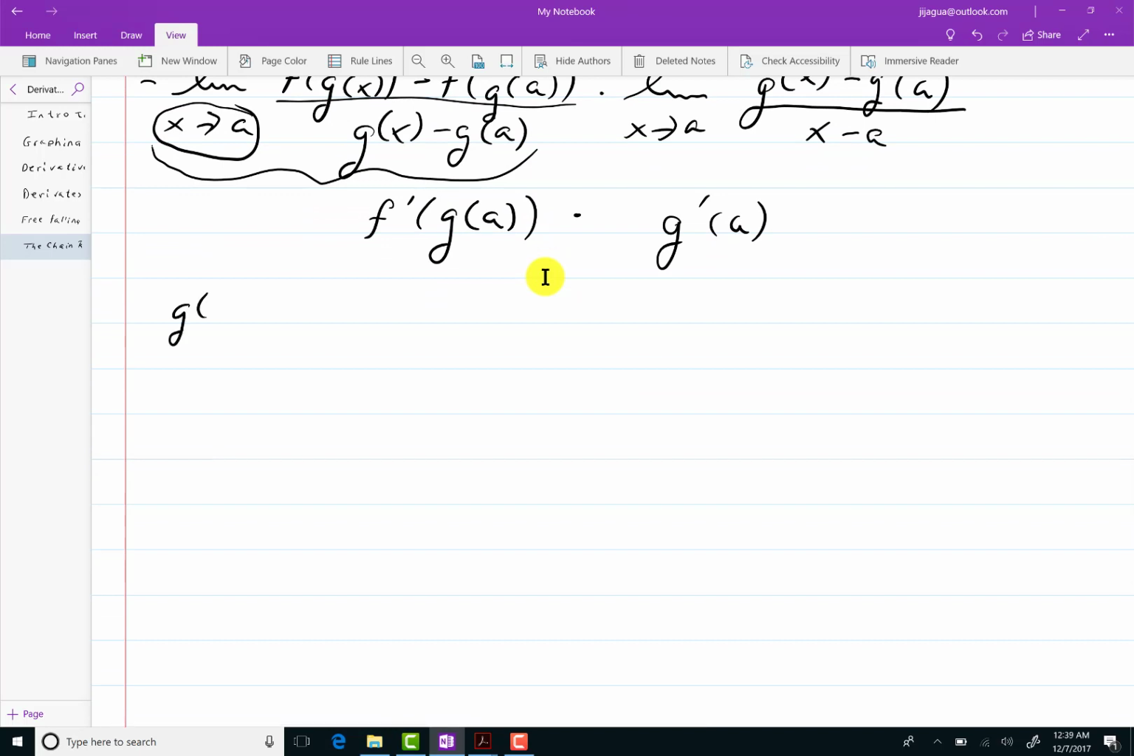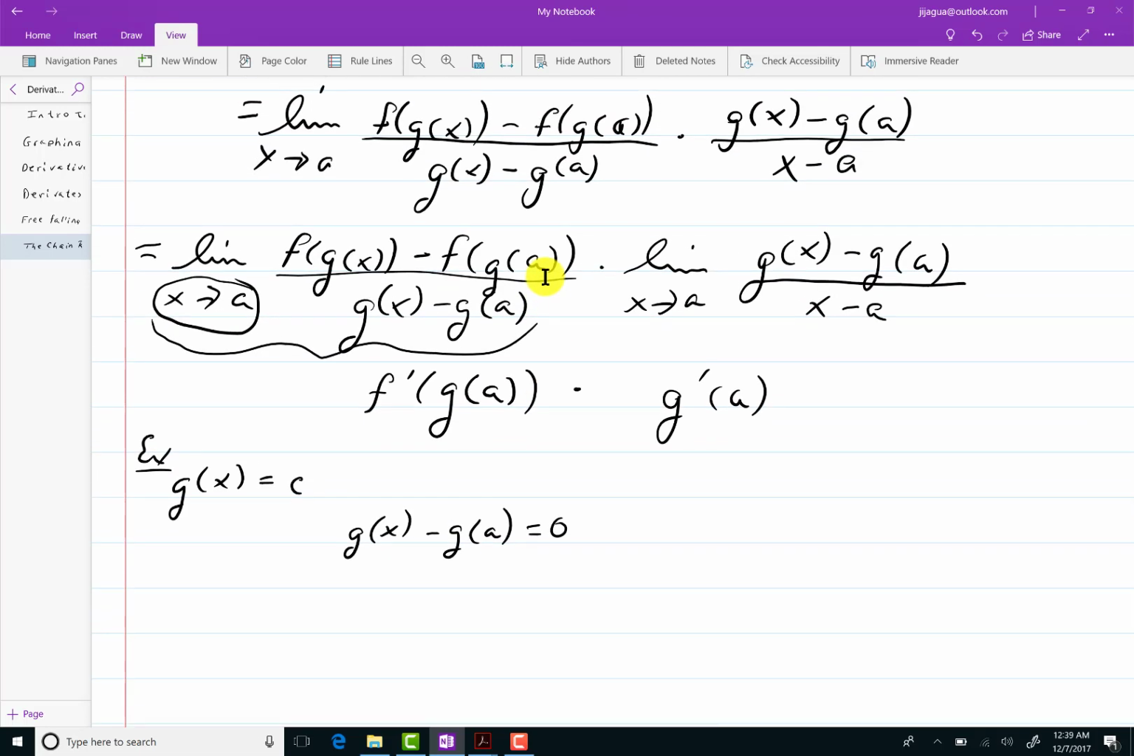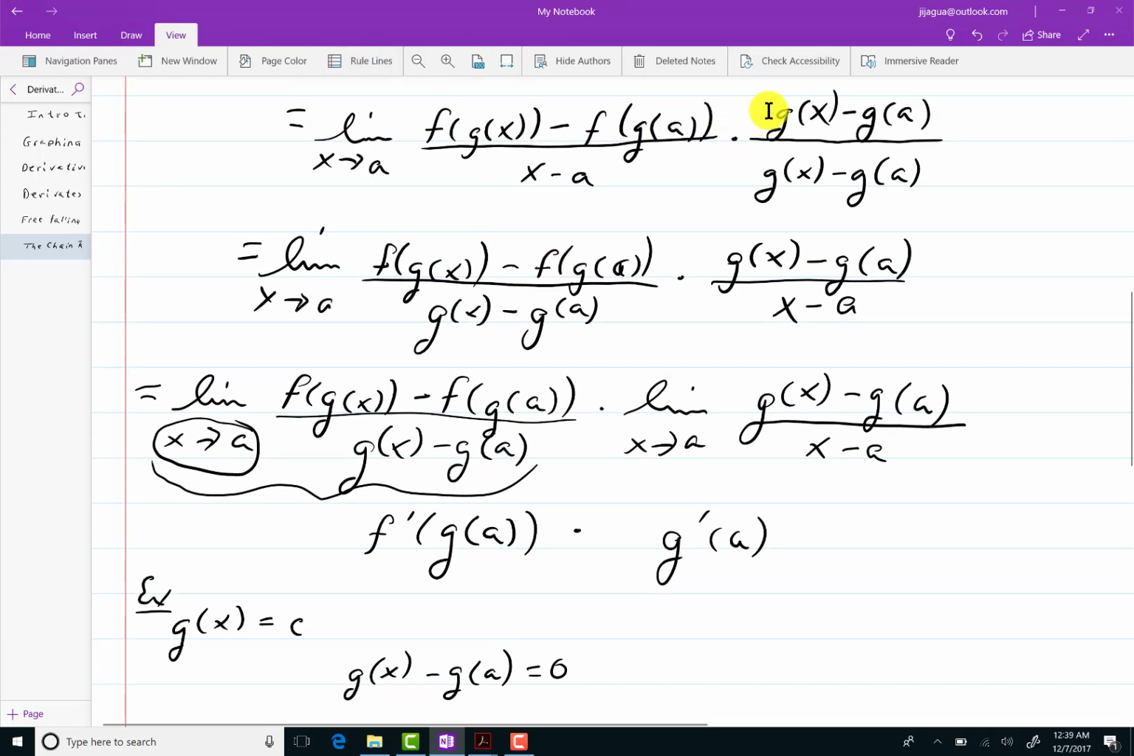Suppose g of x, this is just an example to show you what I'm talking about. Suppose it equals a constant. Well then, g of x minus g of a equals 0 for all x and for all a. So I could never have done the little trick that I did where I multiplied and divided by g of x minus g of a.